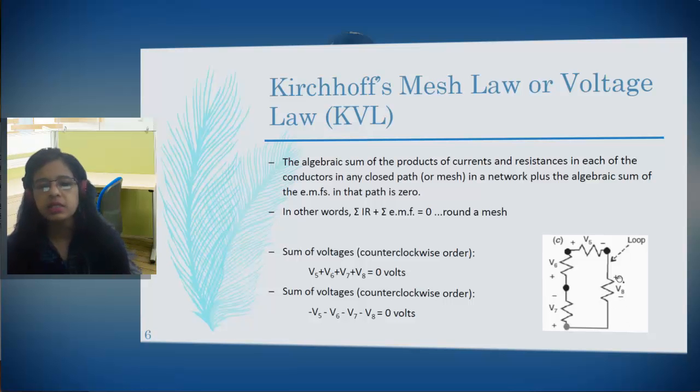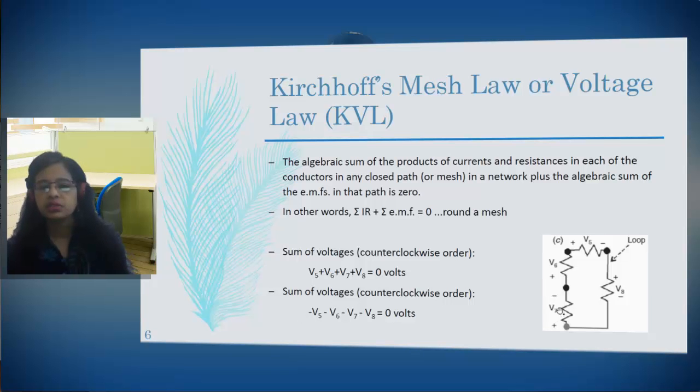It is increasing, the potential is rising, so it will be plus V8, again minus to plus V5, again minus to plus V6, then again minus to plus V7. The sum of all these voltages will be equal to 0. Okay, V5 plus V6 plus V7 plus V8 is equal to 0.